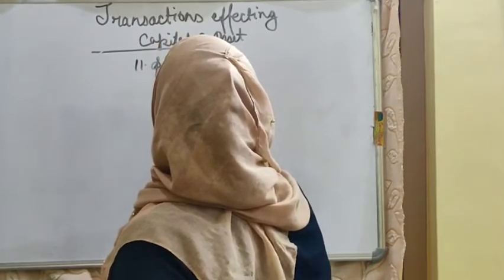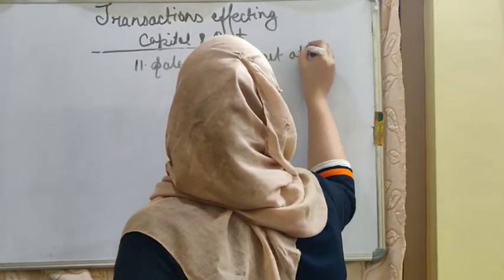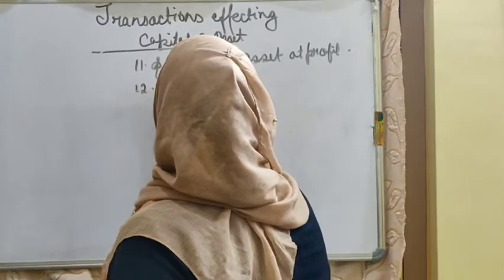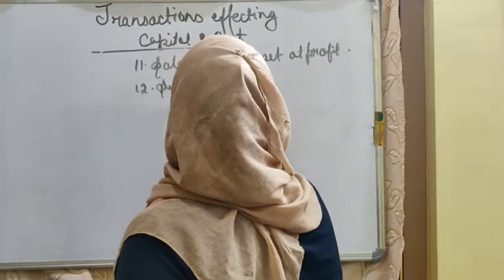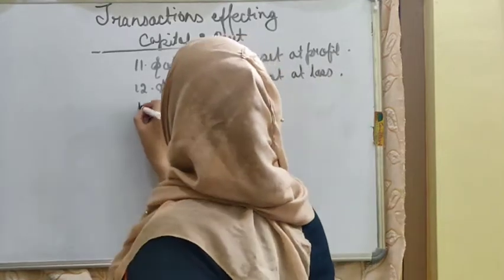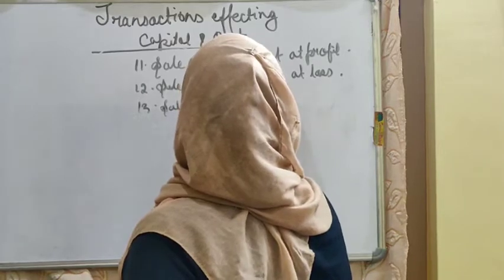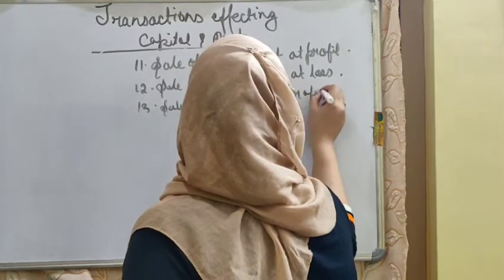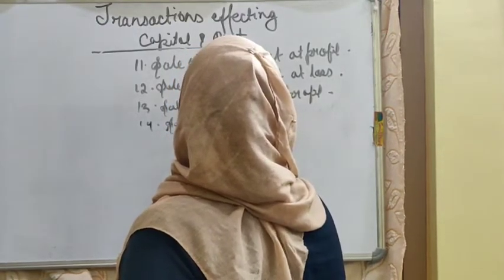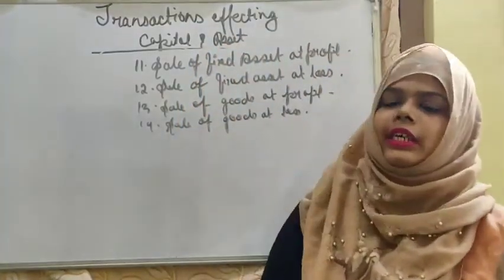Sale of fixed assets at profit. The 12th one is sale of fixed assets at loss. Sale of goods at profit. Sale of goods at loss. Now what do we understand by these four statements?